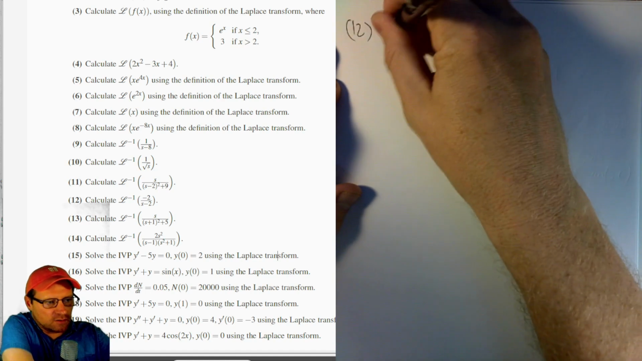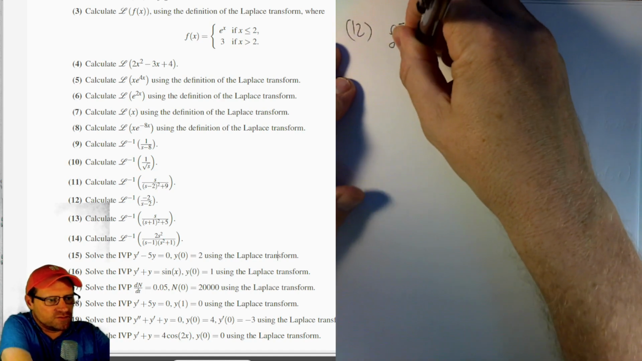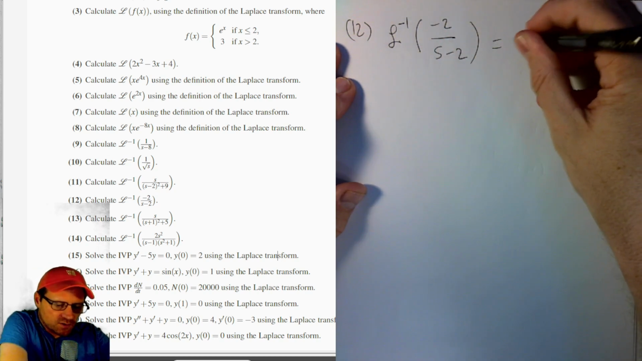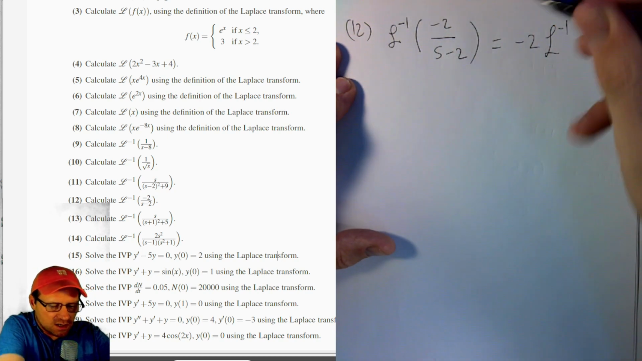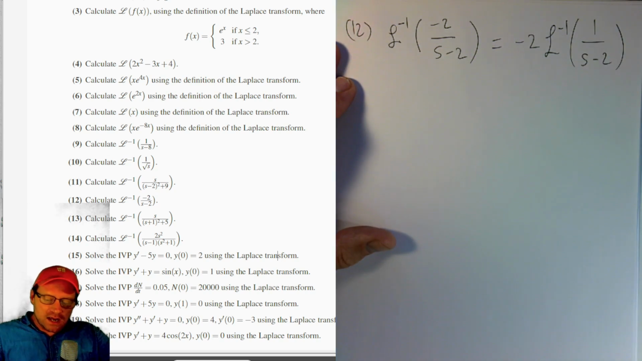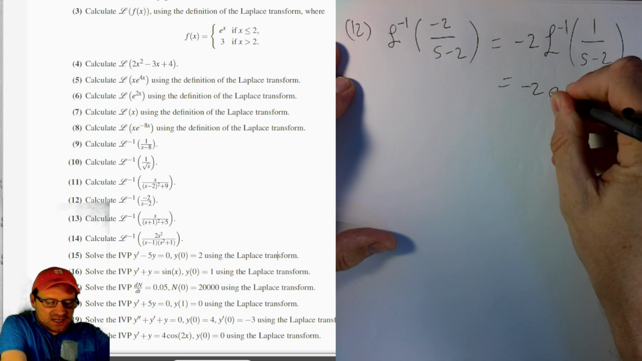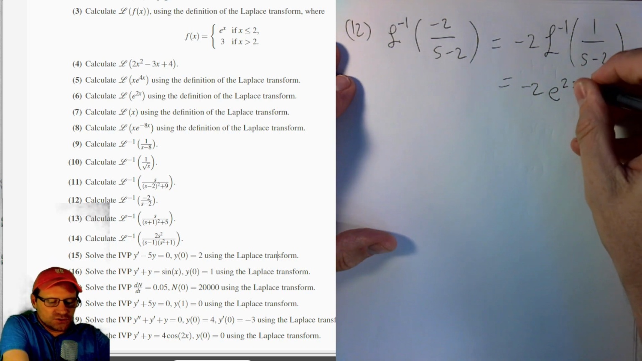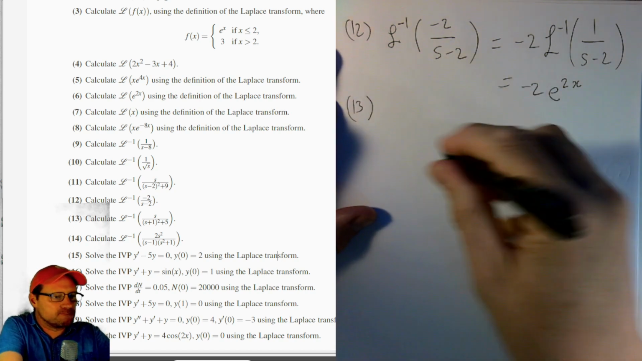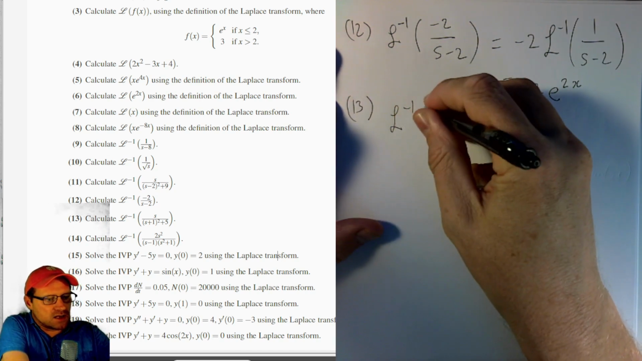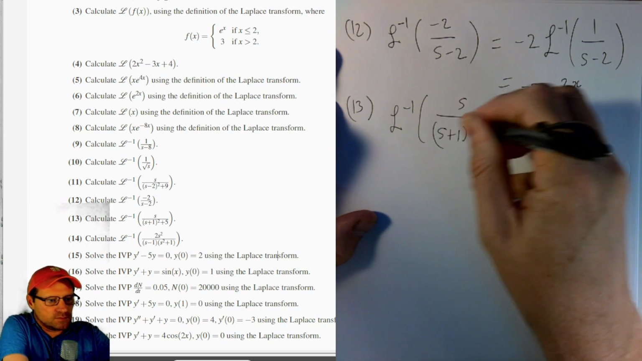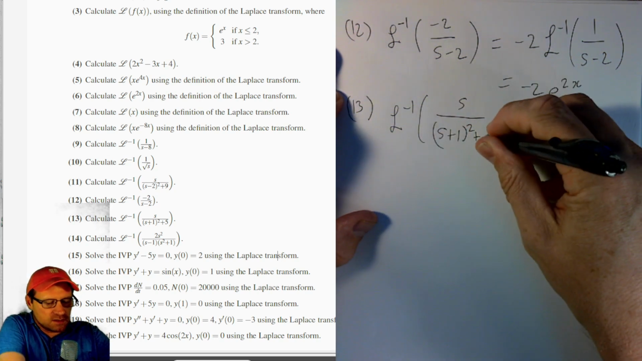Okay, question 12, Laplace inverse of minus 2 over s minus 2. We can write this as minus 2 Laplace inverse of 1 over s minus 2. And so this is minus 2 e to the 2x. Okay, question 13. Inverse Laplace of s over s plus 1 squared plus 5.